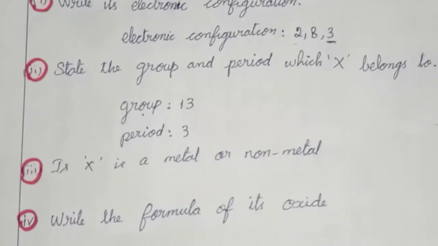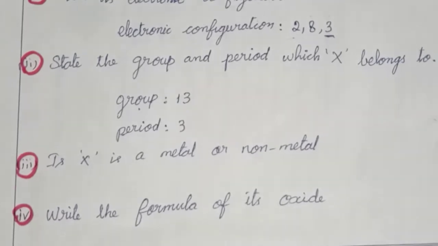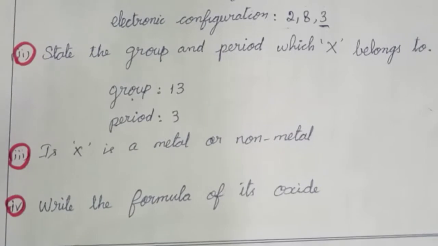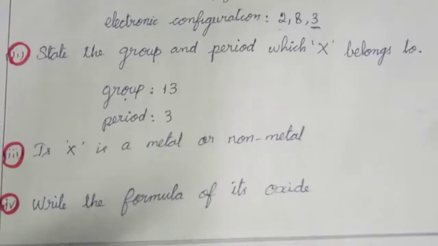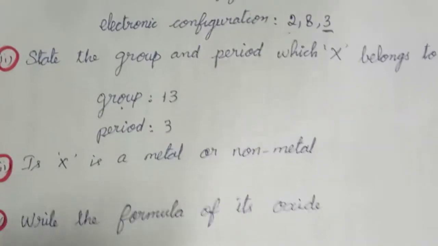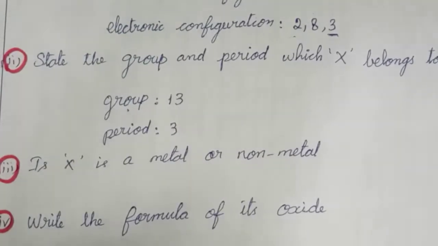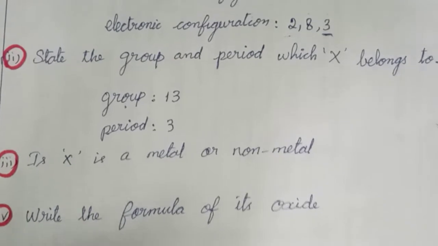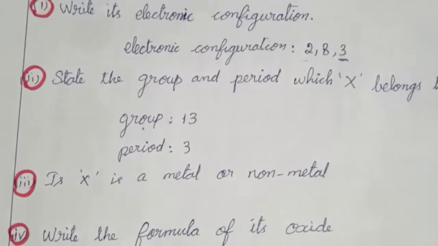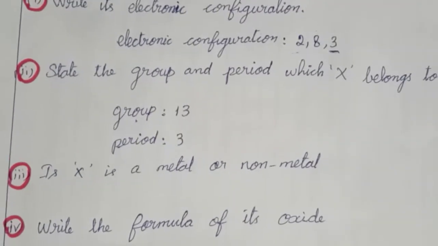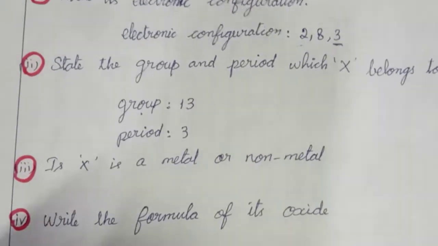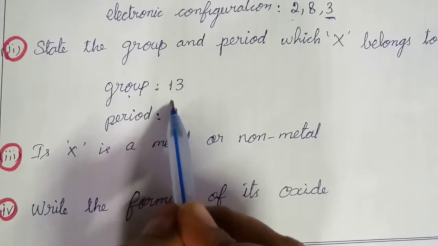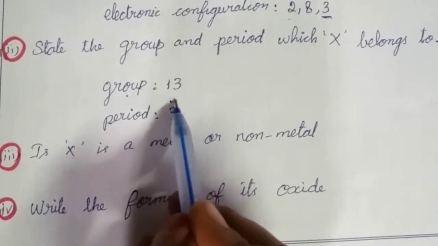And next, is X a metal or non-metal? Group 1, all the elements are metals. Group 2, all the elements are metals. In group 13, except boron, the remaining are all metals. Boron is a semi-metal or metalloid. Here it is group 13, so except boron, the remaining are all metals.